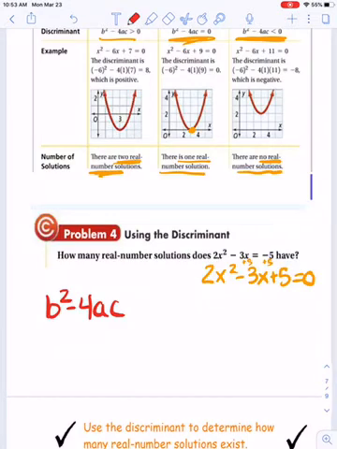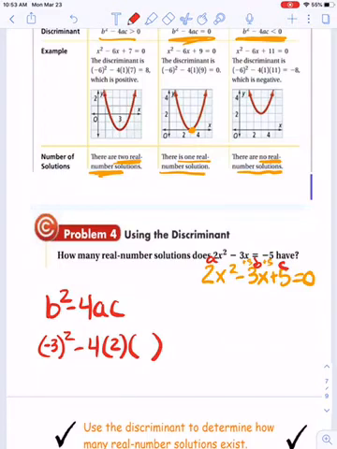So now I just plug things in for the discriminant: b squared minus 4 times a times c. I've got a, b, and c if I want to label those over here. So b, it looks like, is a negative 3. A is a positive 2, and c is a positive 5. If I simplify here, I've got to do exponents first. Negative 3 squared is 9, since negative 3 times negative 3 is a positive 9. Minus 4 times 2 times 5.